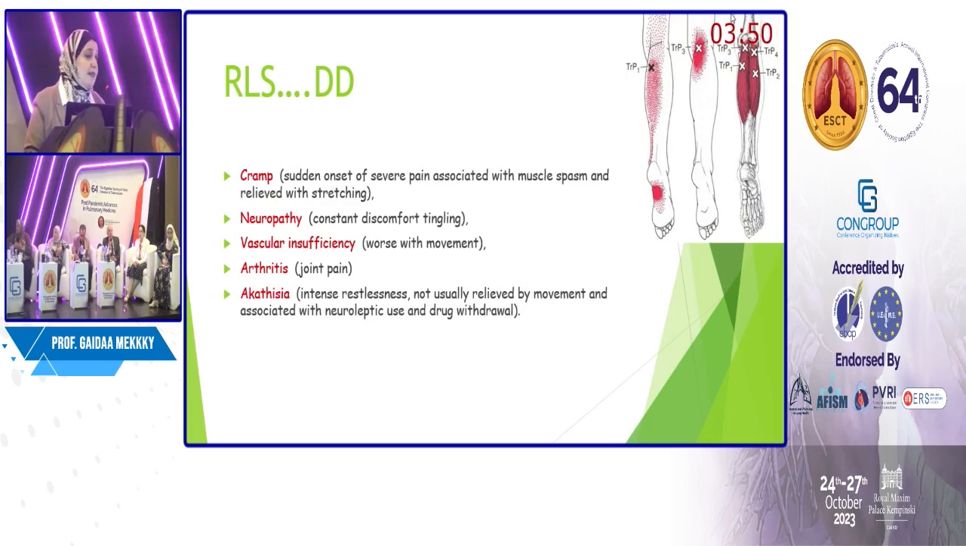The differential diagnosis is very important. When the patient comes to me, I have to differentiate that this is not a cramp. A cramp has sudden onset of severe pain associated with muscle spasm relieved by stretching. It is not neuropathy, because that has constant discomfort and tingling. It is not vascular insufficiency, because that worsens more with movement, unlike restless leg syndrome, which improves with movement. It is not arthritis, because that is associated with joint pain, and not akathisia, which has intense restlessness not usually relieved by movement, associated with neuroleptic use and drug withdrawal.